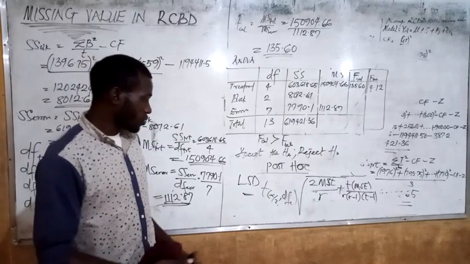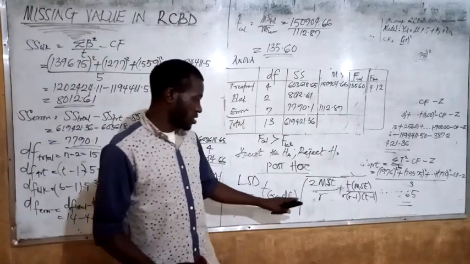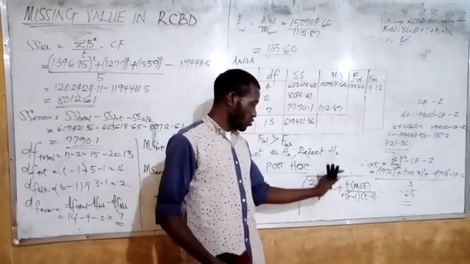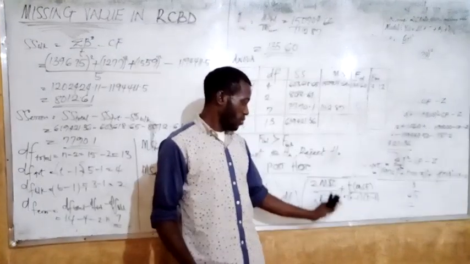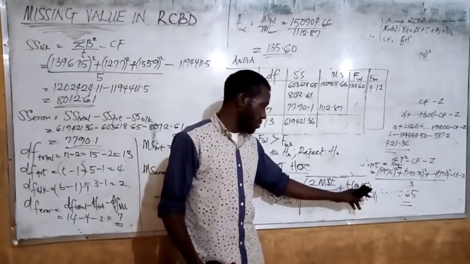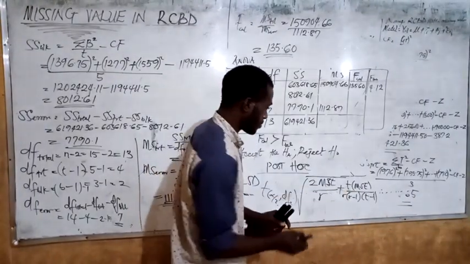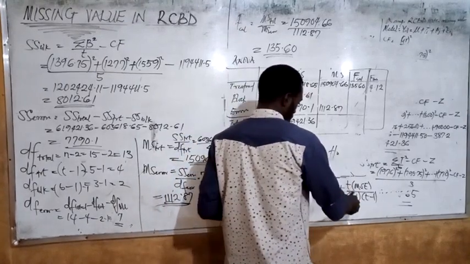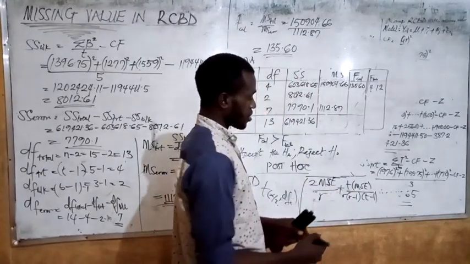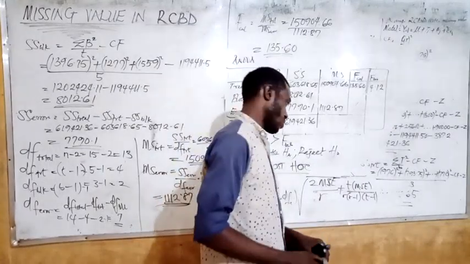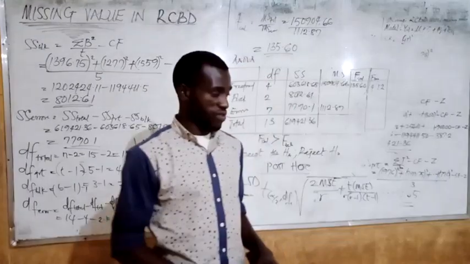And then to carry out post-hoc, we said the formula changes to this. Initially, without missing value, you would not have to correct the bias. But now you add C into bracket MSE, the same MSE, open bracket over r minus r into bracket r minus 1 and c minus 1. Alright, that brings us to the end of the video.